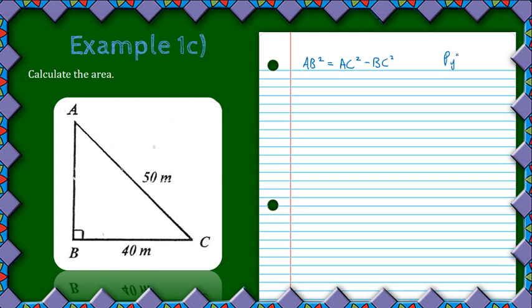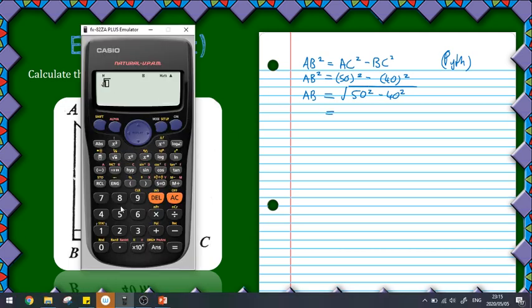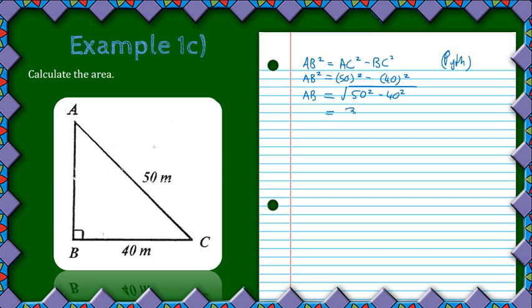So then Pythagoras is what we used. Now just substituting in our values. AB is the square root of 50 squared minus 40 squared, and this then gives us the square root of 50 squared minus 40 squared, and that's equal to 30 meters.